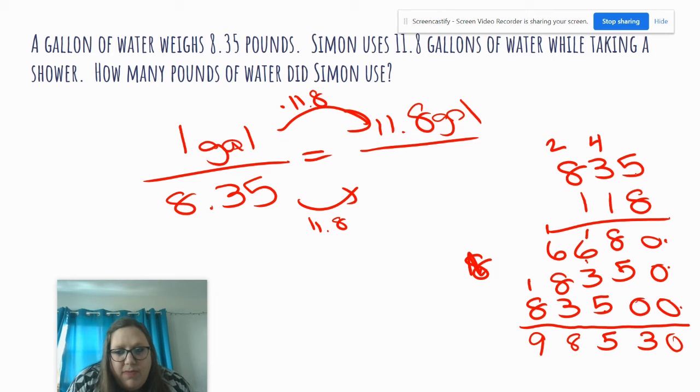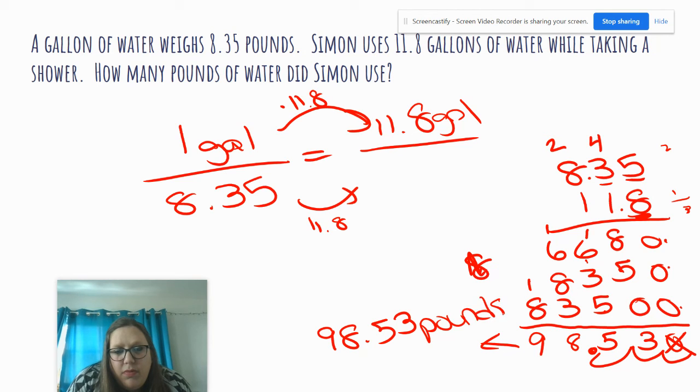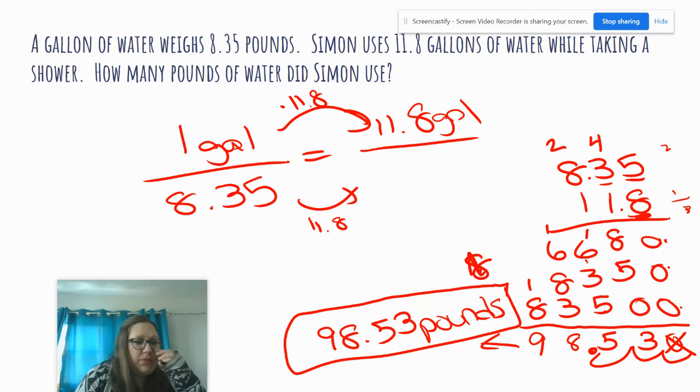Now I'm going to put my decimals back in. I notice I have 2 scoots here. I have 1 scoot here. Makes a total of 3. 1, 2, 3. Again, we don't need that 0 on the end, so this becomes 98.53 pounds. I'm going to give you guys a second to take a look at that, and then we'll move on.